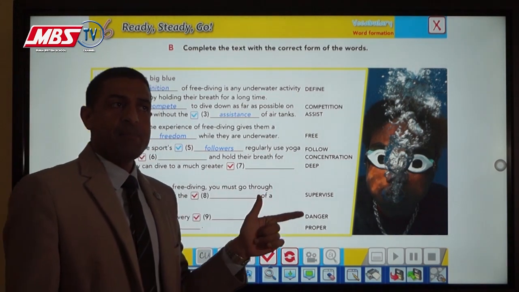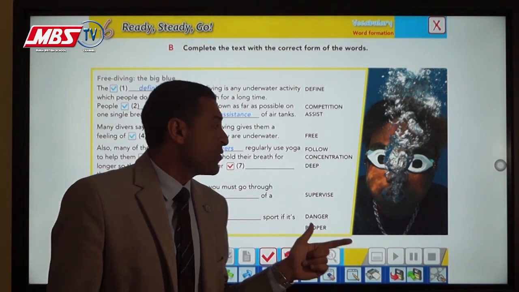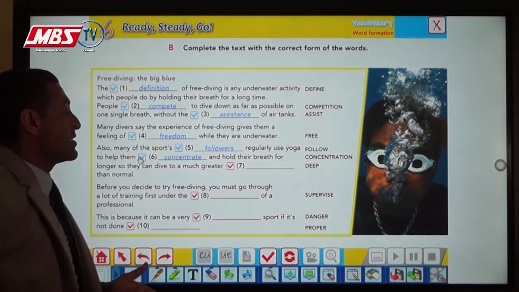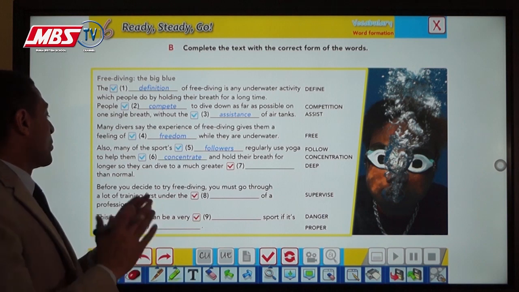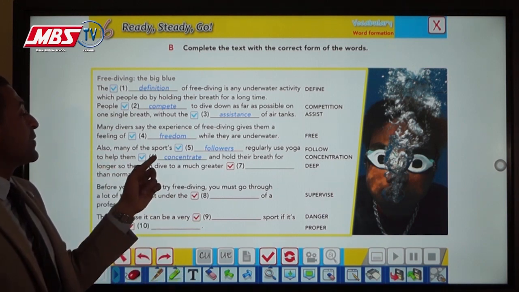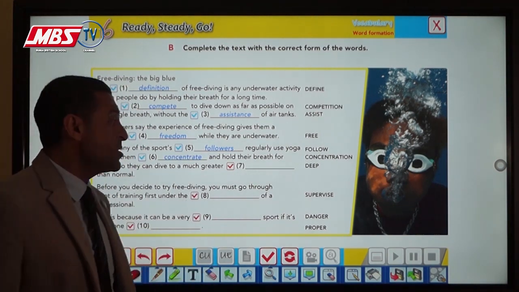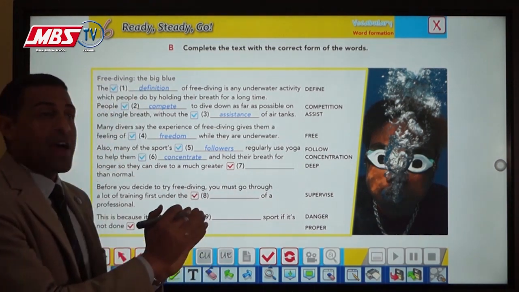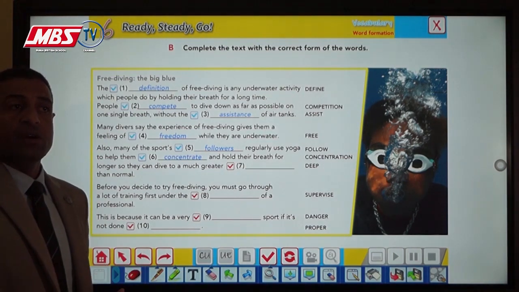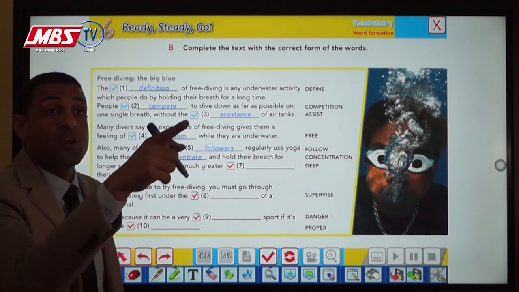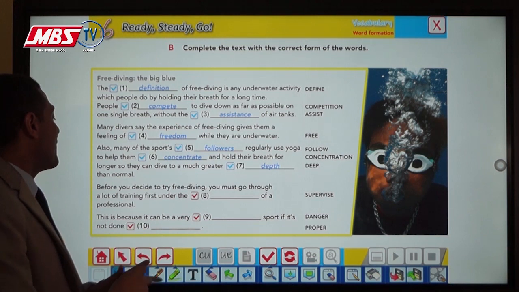Help them. Help is a verb, so I have to use the verb in its infinitive form. Help them concentrate and hold their breath for longer so they can dive to a much greater. I have the adjective, and the adjective must describe a noun. Depth. Thank you. Greater depth than normal.